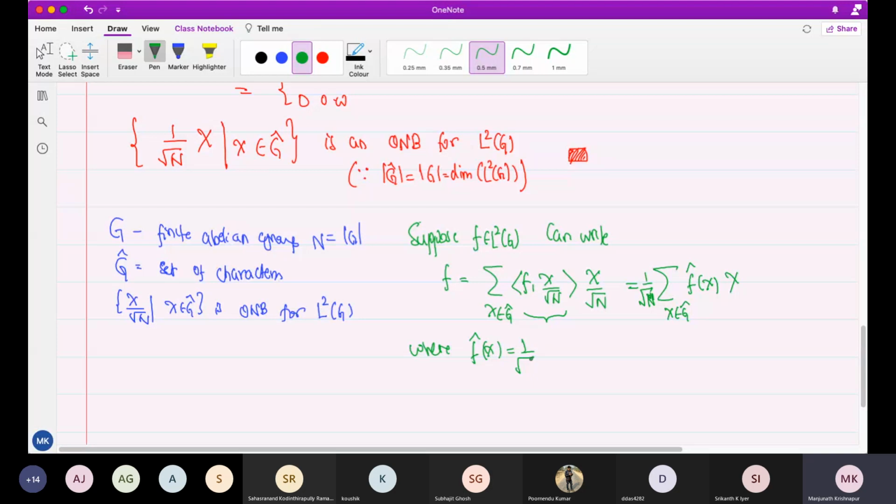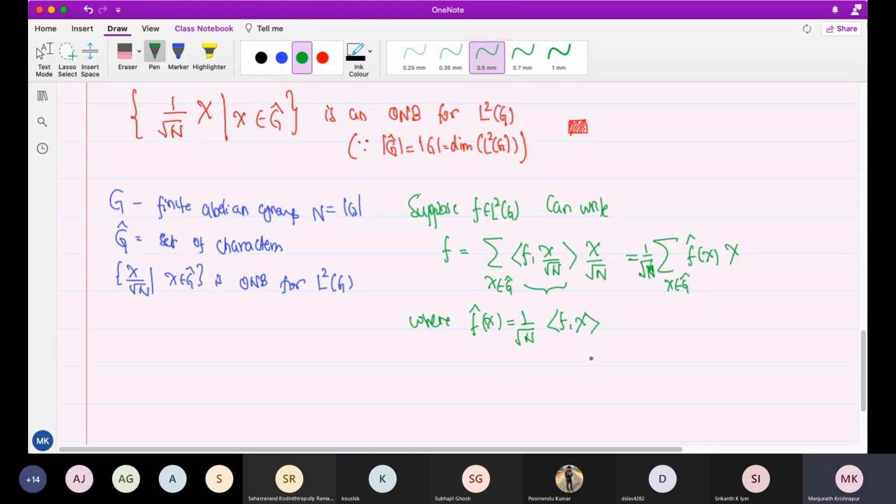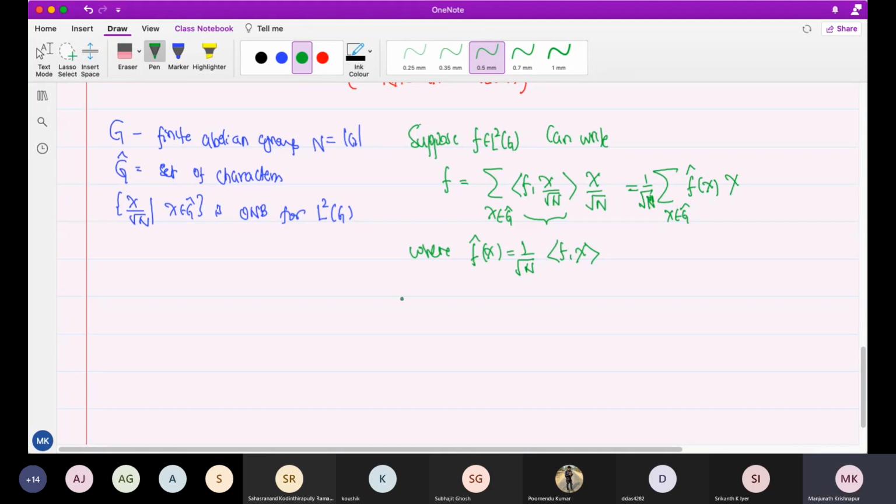f hat of chi is 1 by square root n f inner product with chi. Just to write it out very explicitly, what this means is, of course, 1 by square root n... Sorry, my chi and x are very similar. Maybe I should use this other x, small x. So this is the inner product, and this one means point by point.